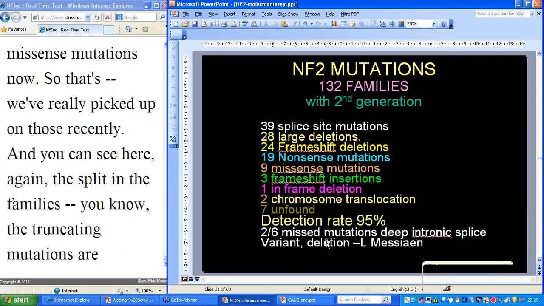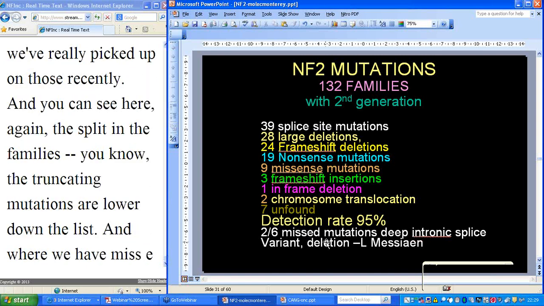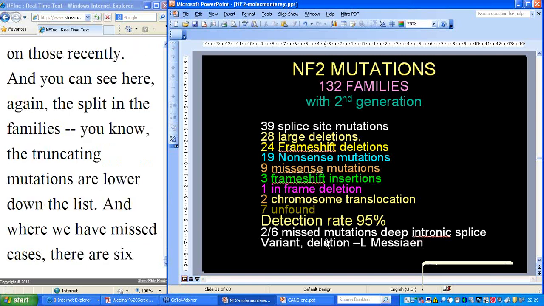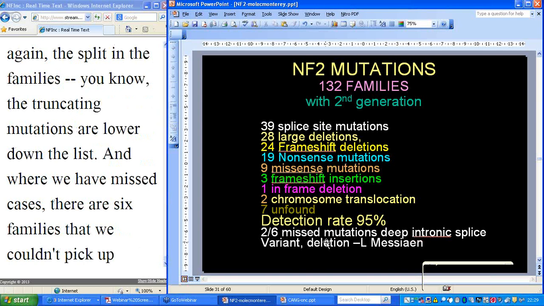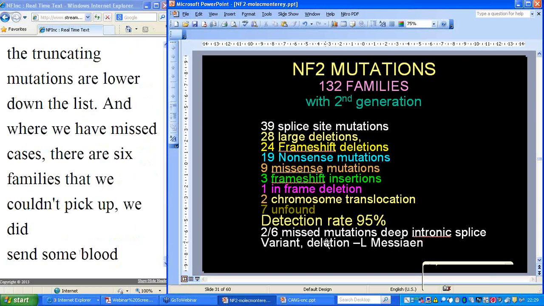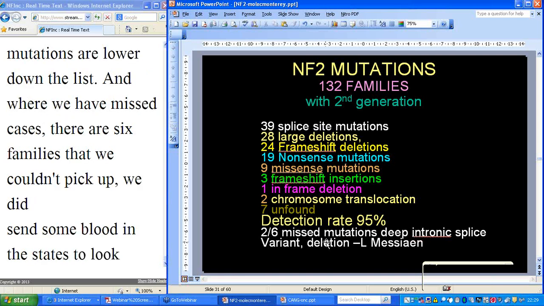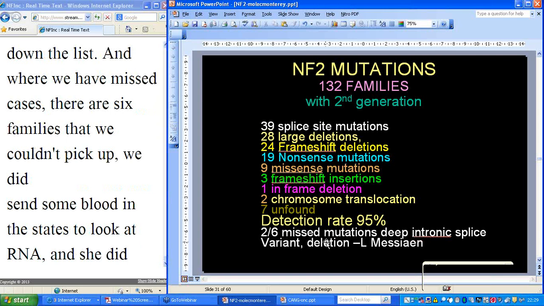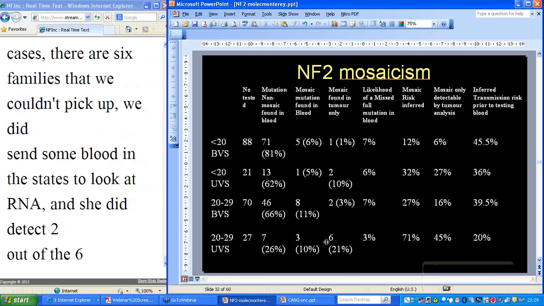And where we have missed cases, there are 6 families that we couldn't pick up. We did send some blood to Ludwig Messier in the States to look at RNA, and she did detect 2 out of the 6 with that technique. But it's rare that we have to look at RNA to find the genetic fault.